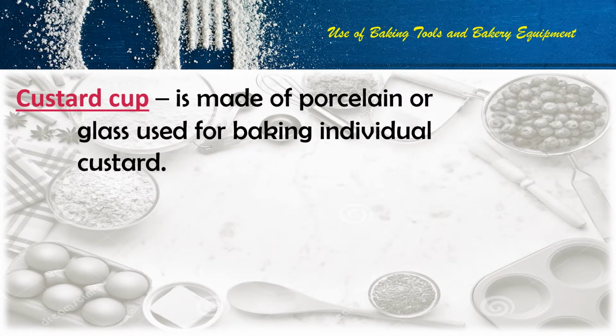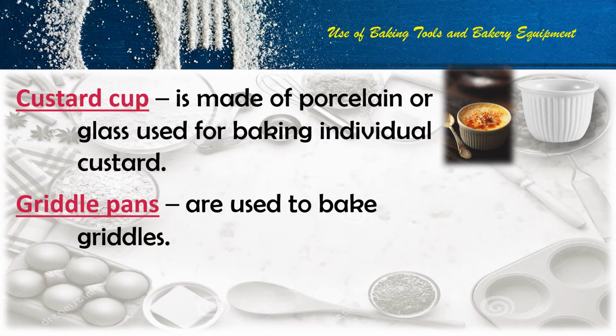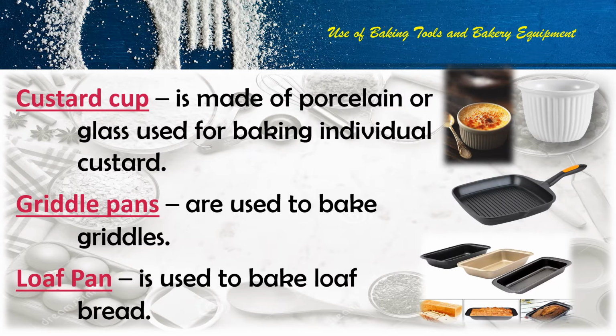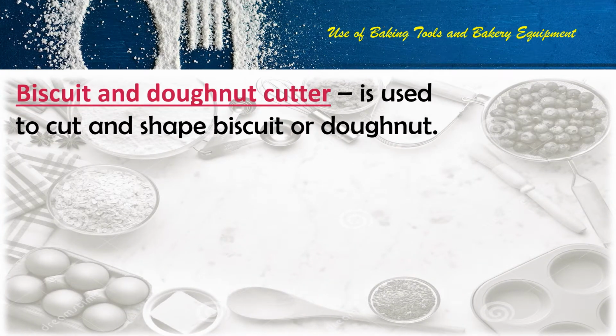Next is we have the custard cup. It is made of porcelain or glass used for baking individual custard. Next, griddle pans. It is used to bake griddles. We also have the loaf pan used to bake loaf bread. So this is an example of the loaf pan. Biscuit and donut cutter. It is used to cut and shape biscuit or donut.